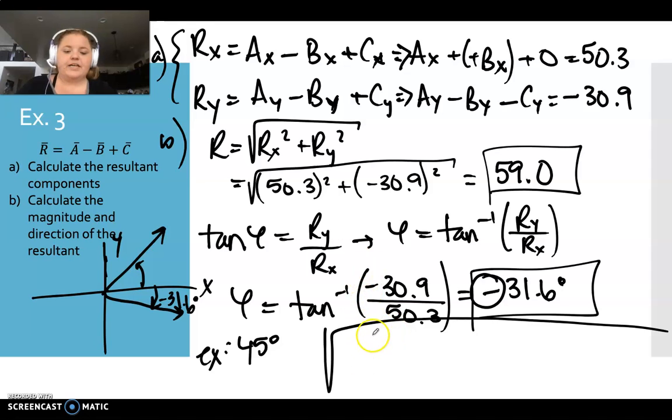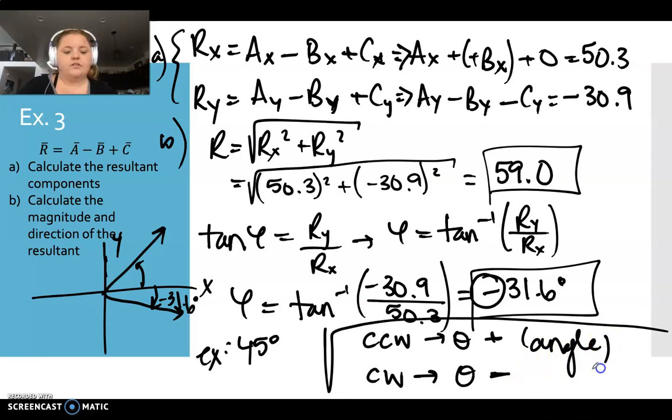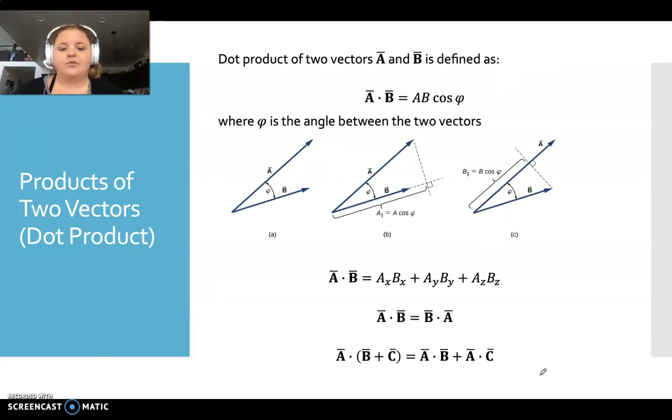So again, I can just make a note down here. If we're moving counterclockwise, our theta, our angle, will be positive. If we're moving clockwise, our theta, our angle, is negative. Hopefully that makes sense. Okay, and let's go ahead and move on.